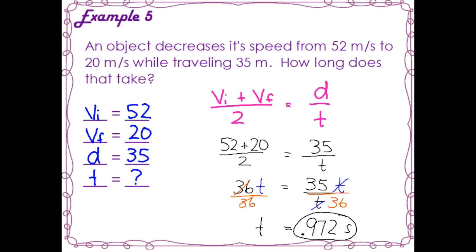So all of these examples so far are what I call just one-step problems. I made one list of 4 things, I picked the one equation that had those 4 things, and I solved it. These are one-step equations.